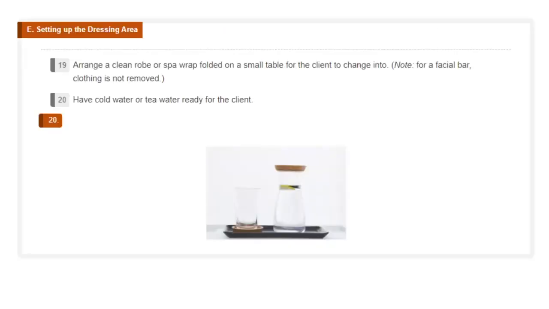E. Setting up the dressing area. 19. Arrange a clean robe or spa wrap folded on a small table for the client to change into. Note, for a facial bar, clothing is not removed. 20. Have cold water or tea water ready for the client.